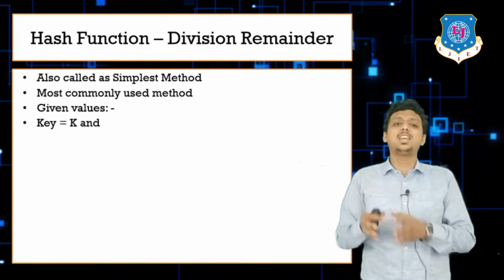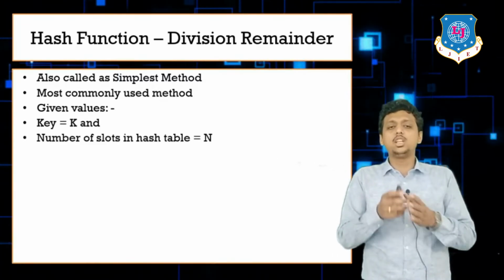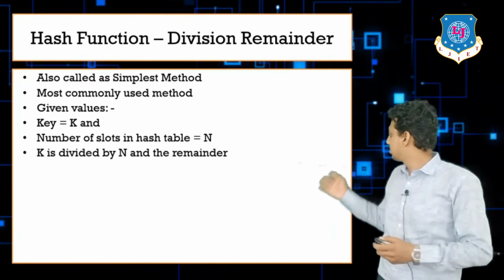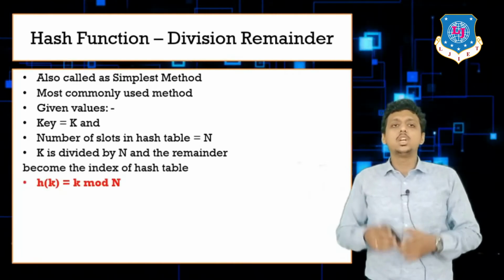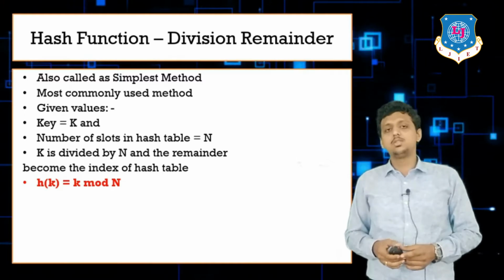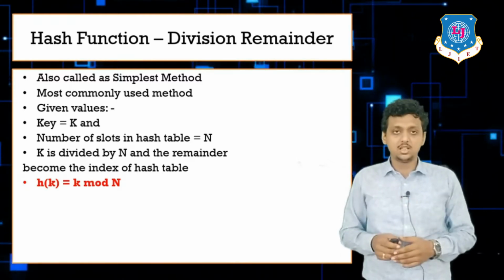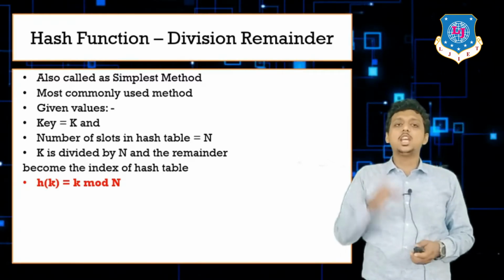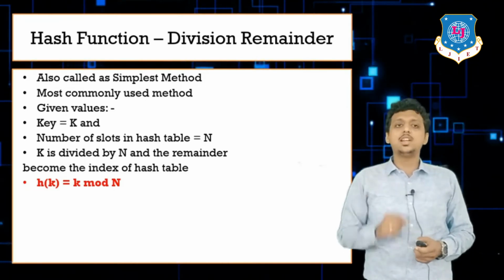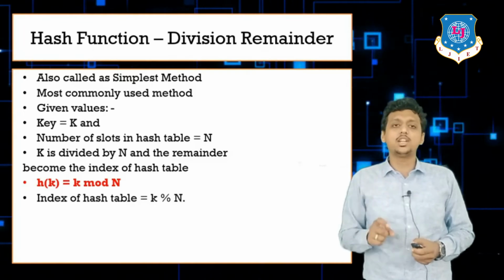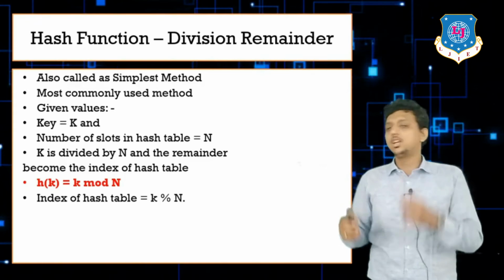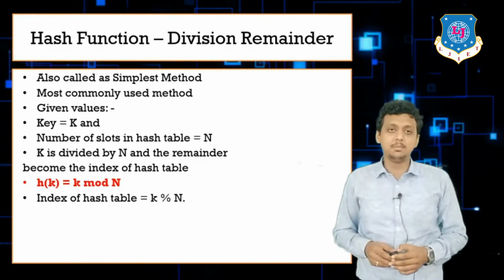Okay, so the key is k, and the number of slots in the hash table, or the size of the hash table, is n. Then the hash function goes like this: h of k is equal to k mod n. This is our first hash function, known as the division remainder method, where you apply k mod n. k is the key that you want to insert, and n is the hash table size. Whatever remainder you get becomes your hash value, or the table index value. So here the index of the hash table is k modulo n, the remainder value.